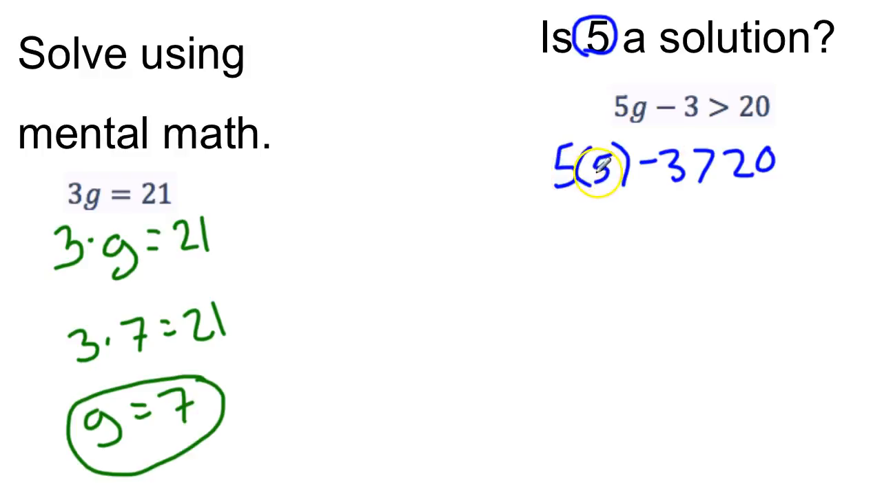I have 5 times 5 minus 3. So should I minus first or multiply? Well, the order of operations, GEMDAS, says that you multiply first. So I'll do 25 minus 3 is greater than 20. Now I can subtract these. 25 minus 3, 22 is greater than 20.